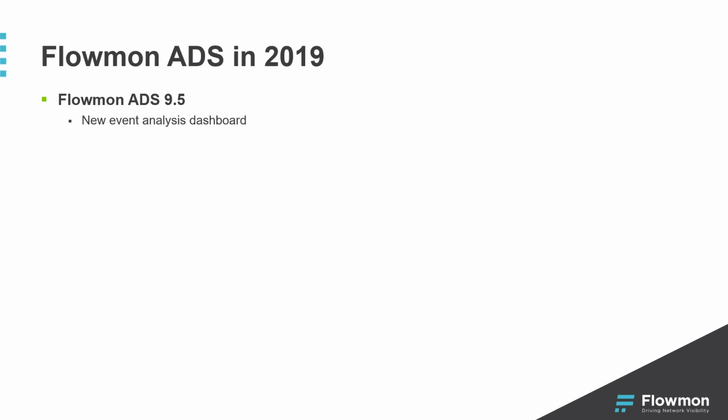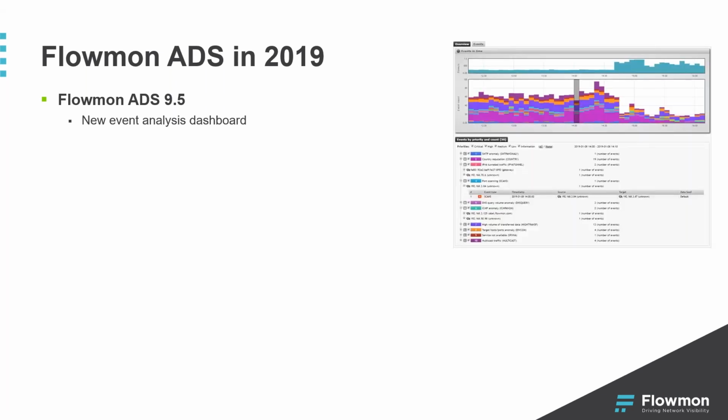There is something we have already released. This is Flowmon ADS 9.5, which is already out in beta version, and there is a new event analysis dashboard. On the main dashboard there is some change. You can see two graphs instead of one. The first one shows flows per second processed by the ADS engine, and the second graph shows in colors each type of method and event on the timeline.